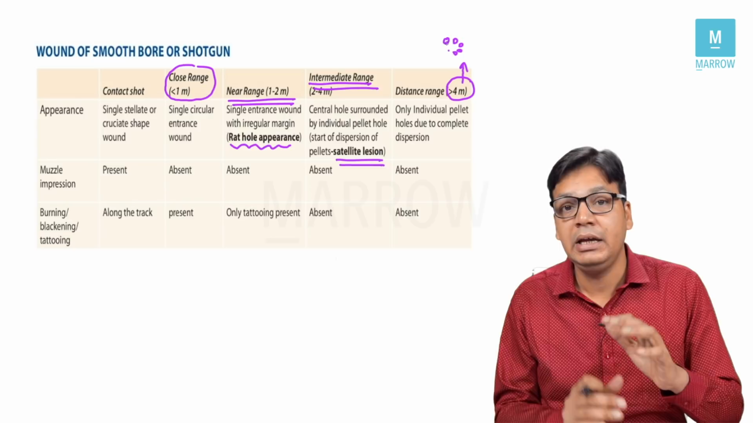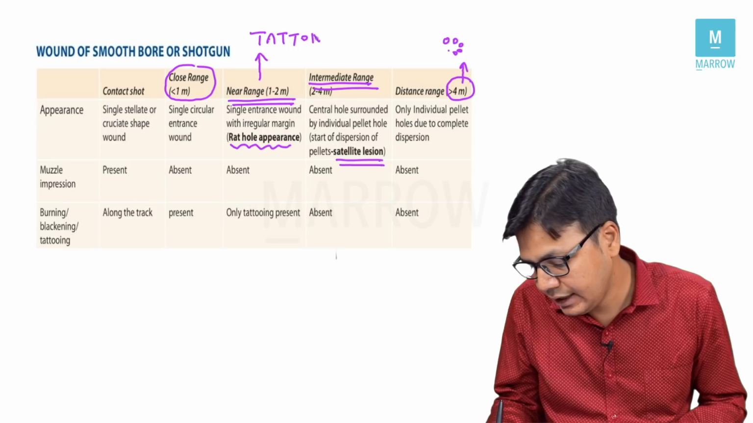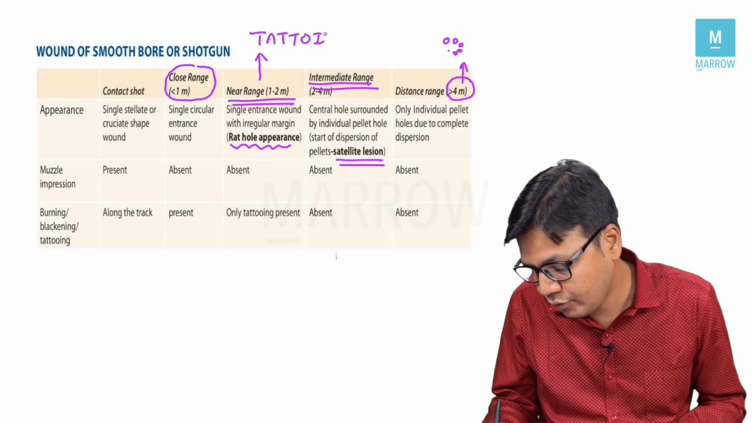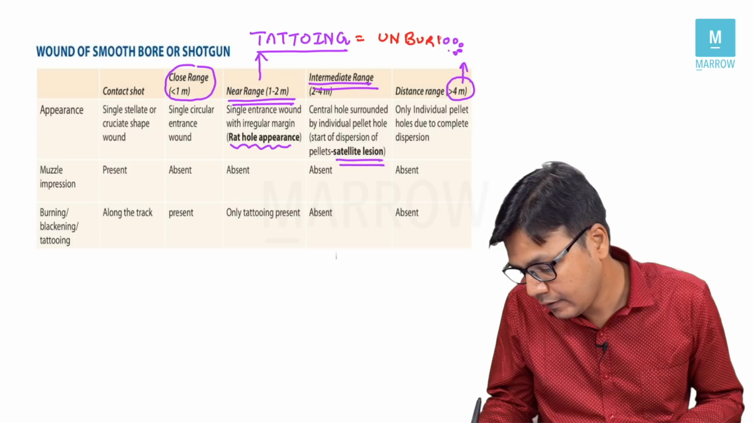In near range, tattooing is present. Now, sir, you must be thinking, what is tattooing? Tattooing is deposition of unburnt gunpowder. Yes, it is deposition of unburnt gunpowder.